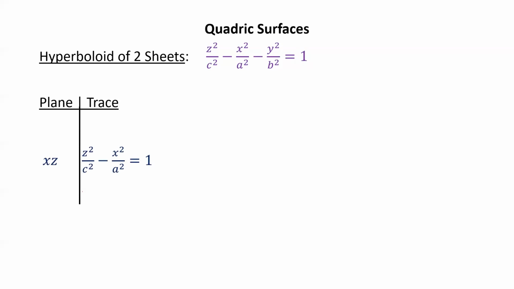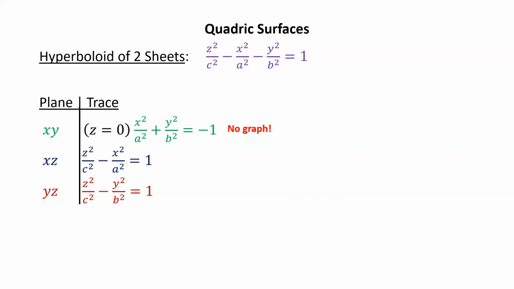Starting with the xz plane this time, if we set y equal to 0, we get the hyperbola z squared over c squared minus x squared over a squared equals 1. And if we set x equal to 0 to get the trace in the yz plane, we get z squared over c squared minus y squared over b squared equals 1. Again, a hyperbola. Now, setting z equal to 0 gives us x squared over a squared plus y squared over b squared equals -1. Notice we just had to do a little algebra there to bring the -1 over to the right-hand side of the equation after replacing z by 0.